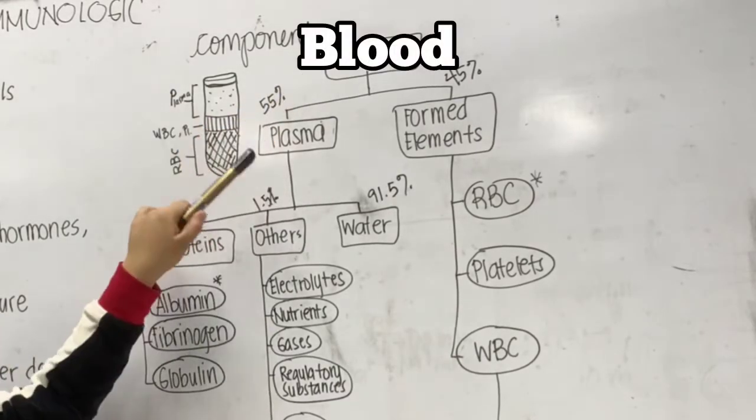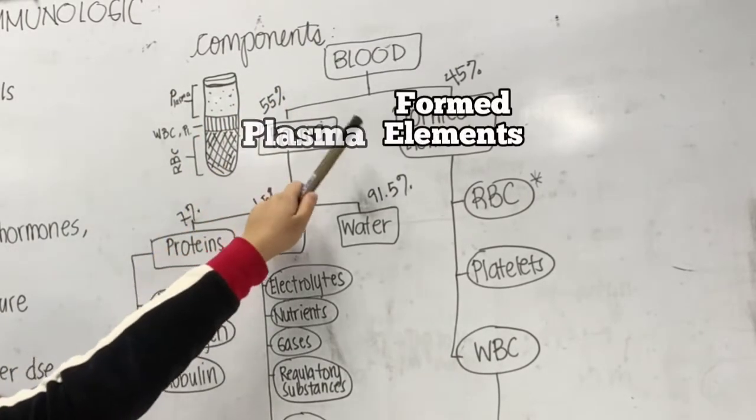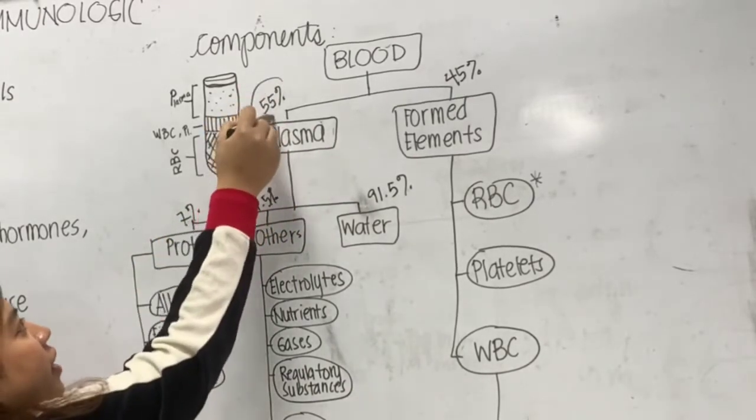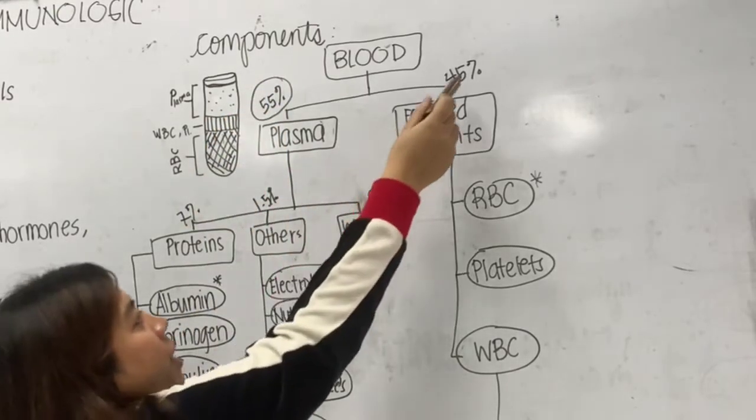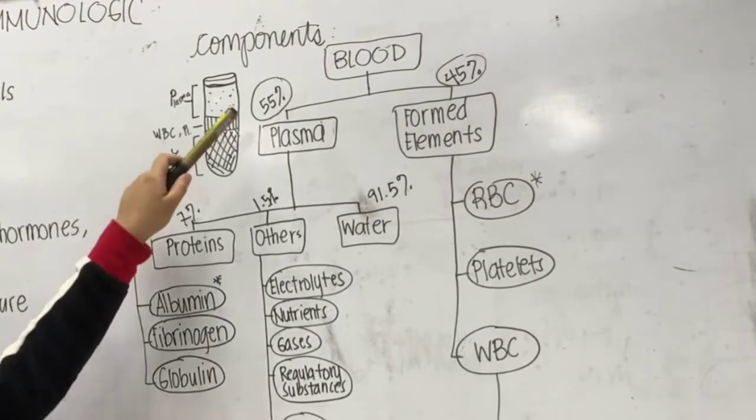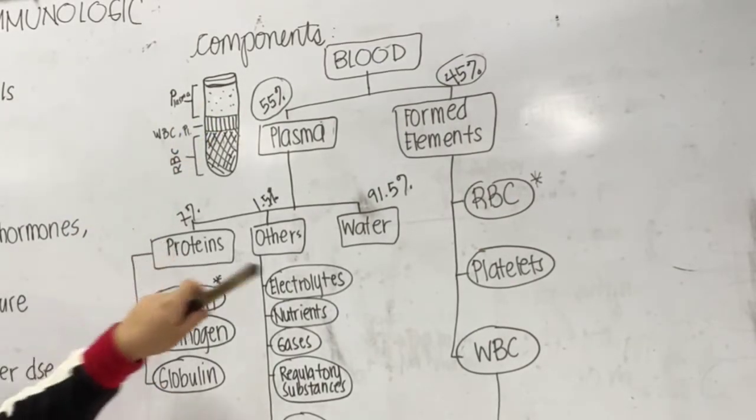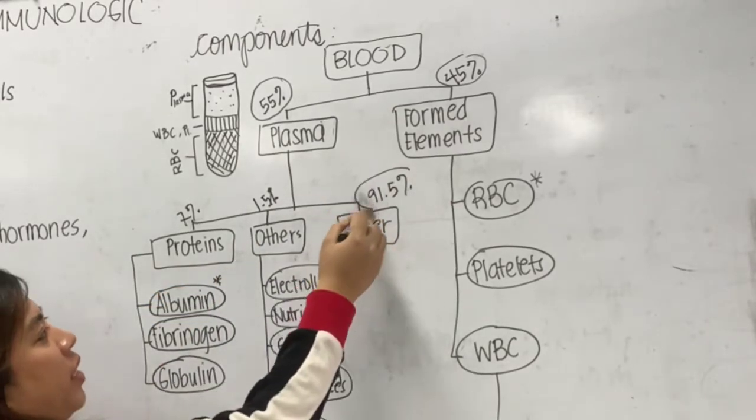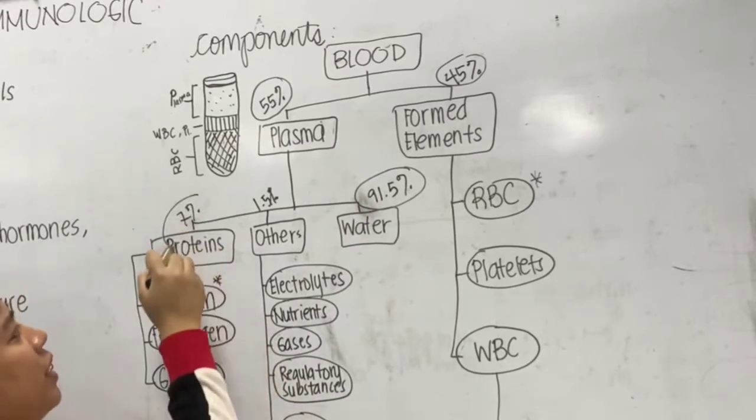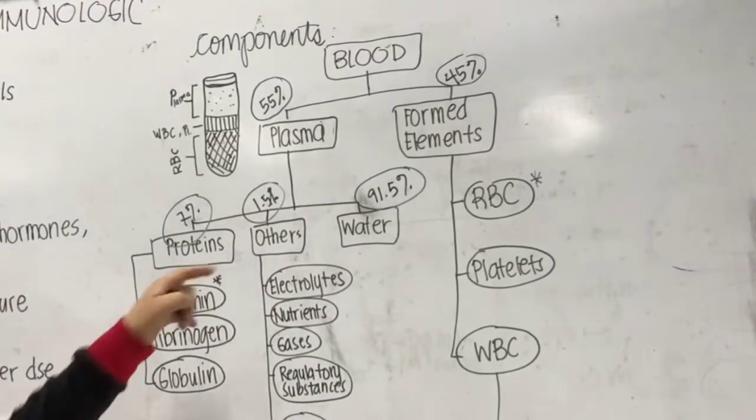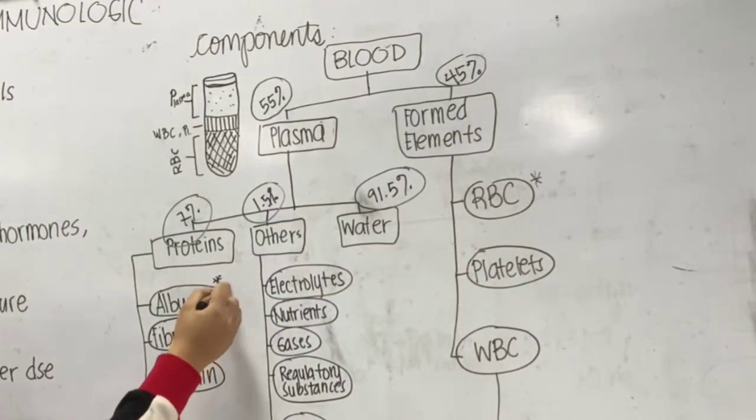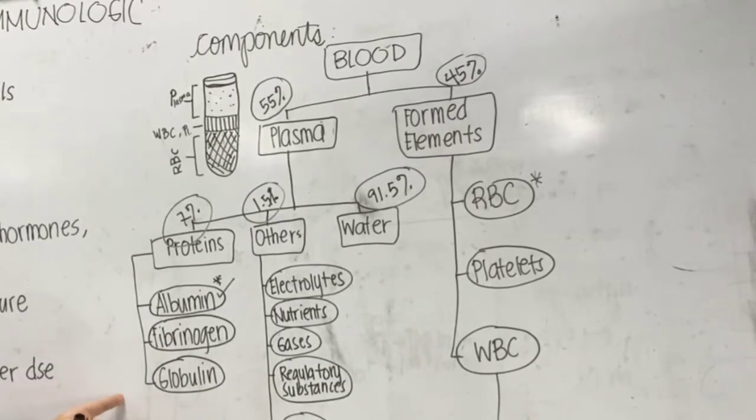Your blood has two main components: your plasma and your formed elements. Plasma is the liquid component of blood, and this is 55% of the blood. Your formed elements are 45%. Your blood plasma is composed of proteins and water and other substances. As you can see, water has the largest percentage, 91.5%. And you have 7% proteins and a small amount of various substances. Under your proteins, the most numerous is your albumin. Next, you have your fibrinogen and your globulin. So these are proteins found in your plasma.